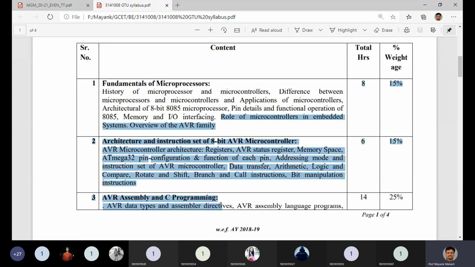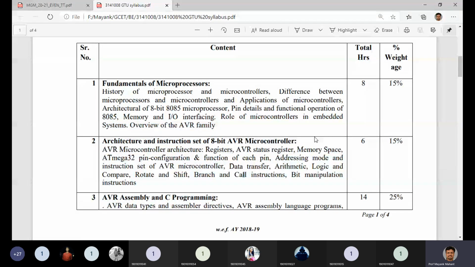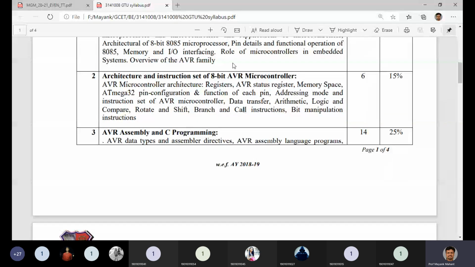Now in unit number 2, we are going to see the architecture and the instruction set of the AVR microcontroller. AVR stands for Advanced Virtual RISC. While discussing AVR basics, we will also discuss what RISC and CISC are. We will also discuss Harvard architecture and von Neumann architecture.